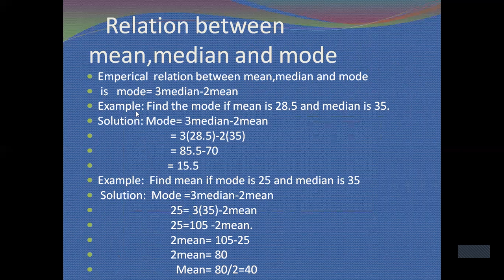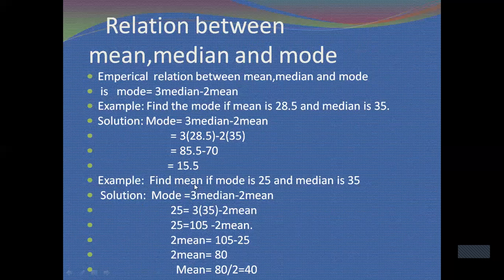So for example, let us see one question. The questions will be given like this. You will get it as a 2 mark question or 1 mark question. Find the mode if mean is 28.5 and median is 35. So the formula is what? Mode is equal to 3 median minus 2 mean. That is 3 into 35 minus 2 into 28.5. That is 105 minus 57. That is 48 is the mode. Like this, you have to find the mode by using the formula.